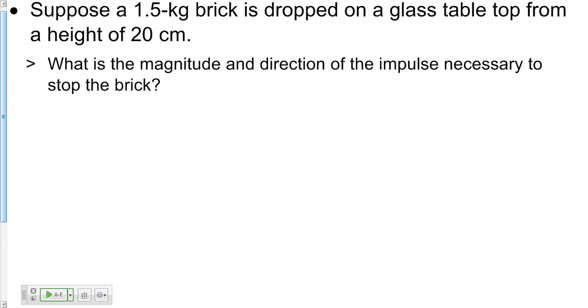So the first thing you need to identify is the fact that we're dealing with impulse. We can either solve for impulse using F delta T or M delta V. That's the first thing you need to decide. Which route are you going to take? Well, if you're not given times, probably not going to be able to do F delta T. So we need to find out M delta V. How much does its velocity change?